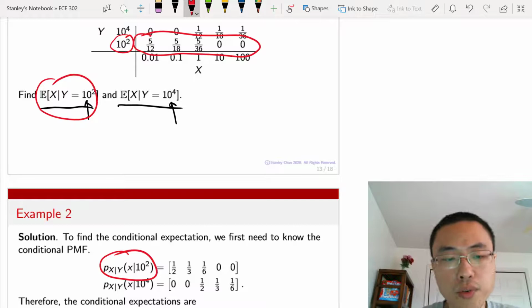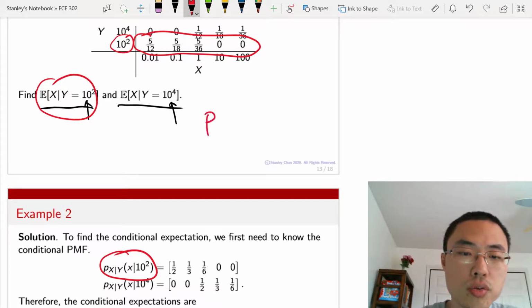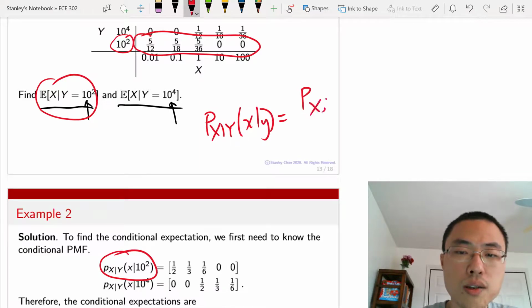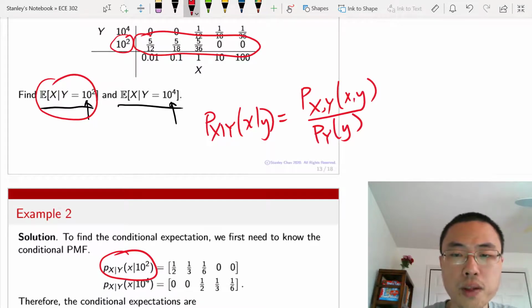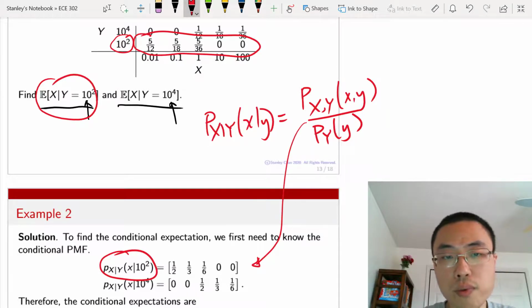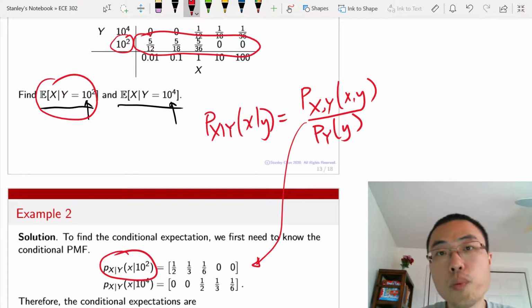And then we know how to calculate this conditional PMF from the table, because this is the joint. The conditional PMF of x given y is just p_{XY}(x,y) divided by p_Y(y). So you can just plug this in, and you'll be able to get 1/2, 1/3, 1/6 by calculating 1/12, 5/18, 5/36, divided by the sum of all these three numbers. You'll be able to get to this conditional PMF. Same for this conditional PMF.